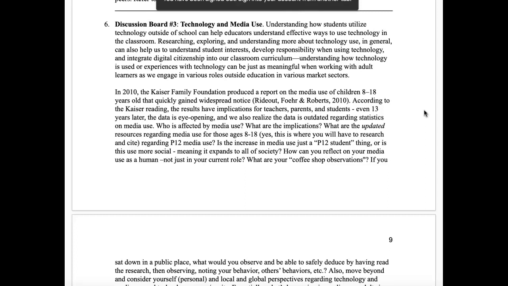Understanding how technology is used or experiences with technology can be just as meaningful when working with adult learners as we engage in various roles outside education in various market sectors.